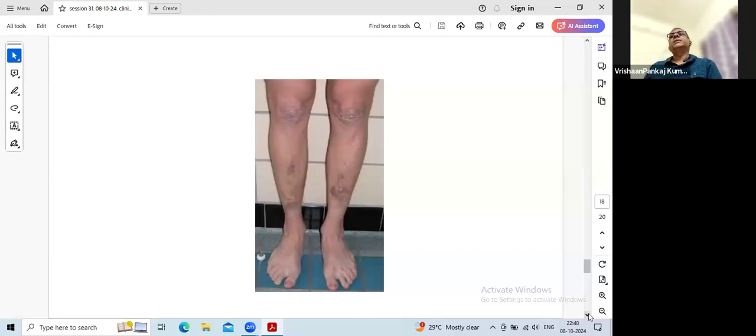Upper limb details are apparently normal, and on lower limb details I can see that there are some skin rashes over both the knee joints and also over the shin area. And I found that her Beighton score is around 6. So joints are hypermobile, feet have hypermobility.